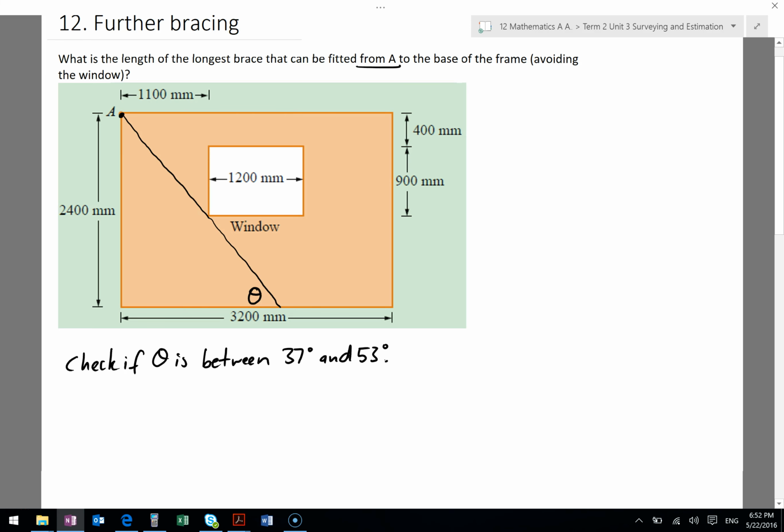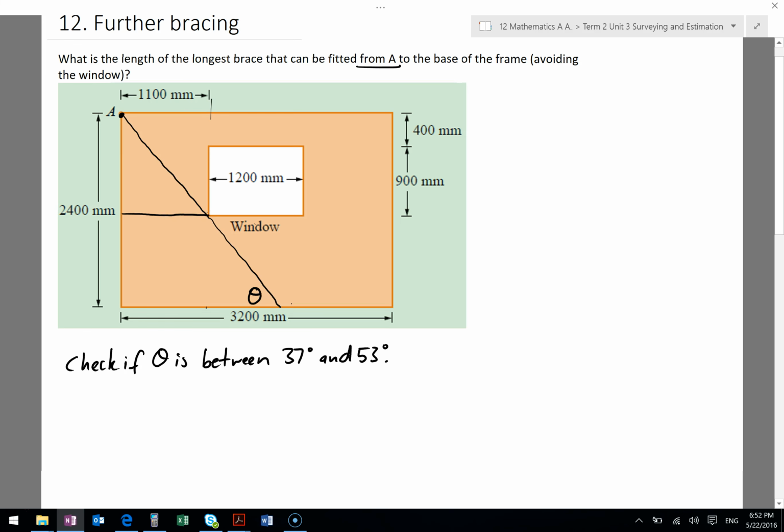So I'm going to try and check that. To be able to check that angle, I need two sides of a triangle. So I've got the opposite side. Do I have the adjacent side? No. Can I figure it out? No, because I don't know how far across the window I am. Can I find the hypotenuse? No, because I've only got one side. So to find theta, we're going to have to use some little trig rules.